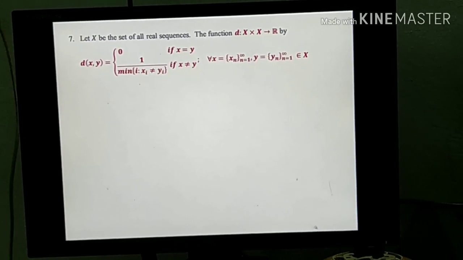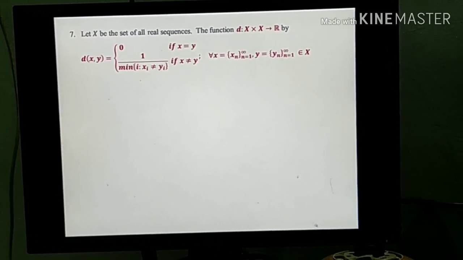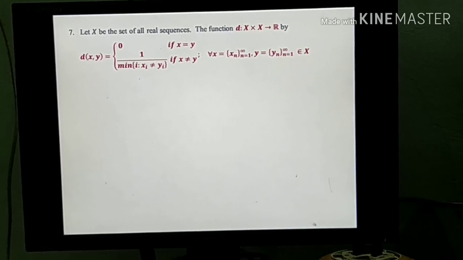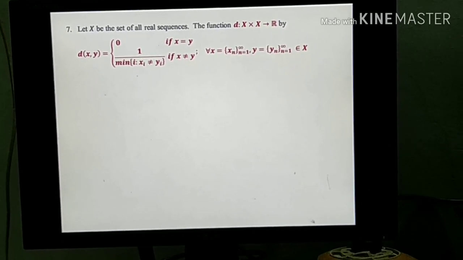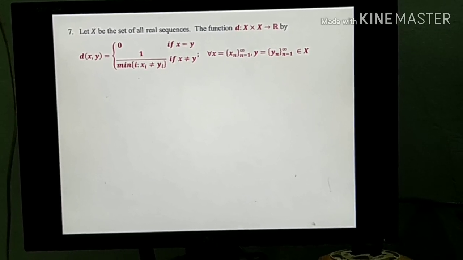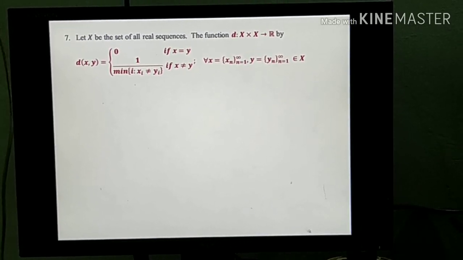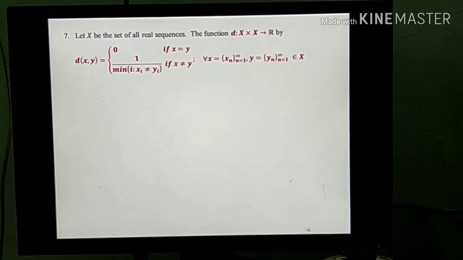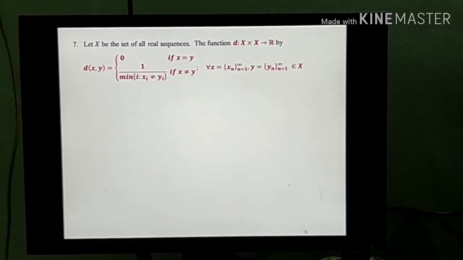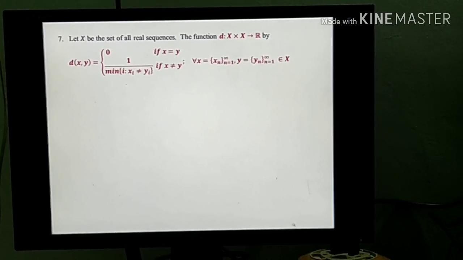Now for the second property, we can easily observe that dxy is 0 if and only if x is equal to y. If x is not equal to y, dxy is always non-zero. Therefore the second property, that is the identity property, is trivially satisfied by D.